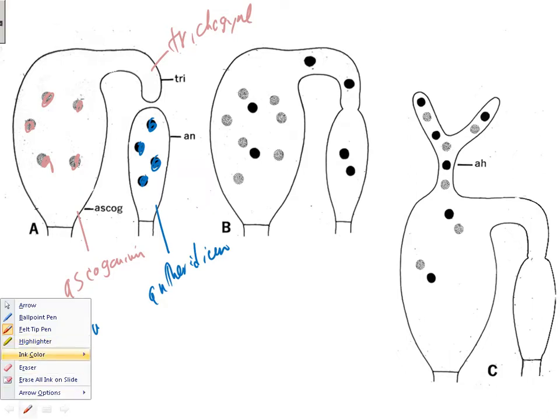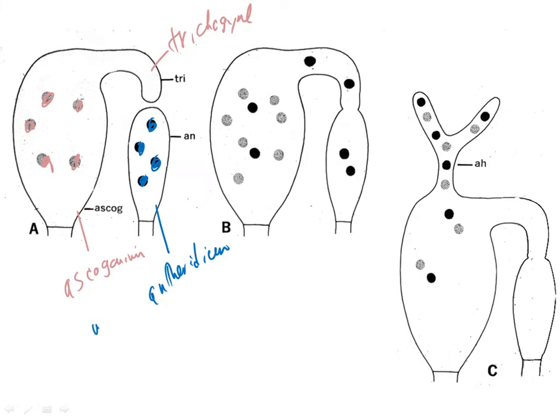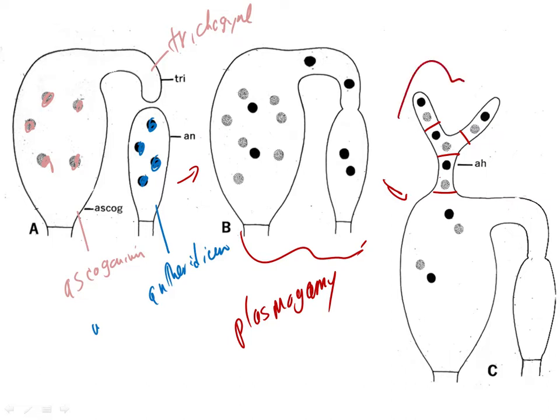I'm not going to do dots anymore. I'm just going to switch over here to red. Here's the process of fusion. This is plasmogamy. Of these multinucleate gametes, or gametangia. And now here, we're getting the dikaryotic or ascogenous hyphae growing out. Ascogenous hyphae N plus N is what we'll write down.